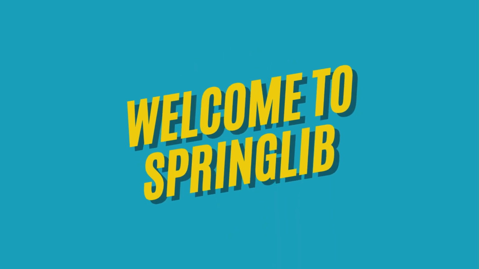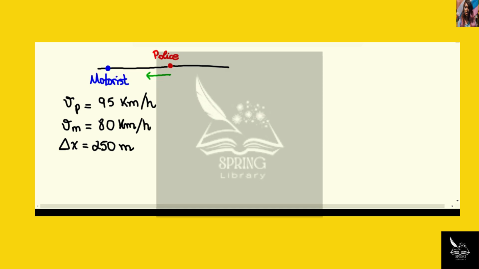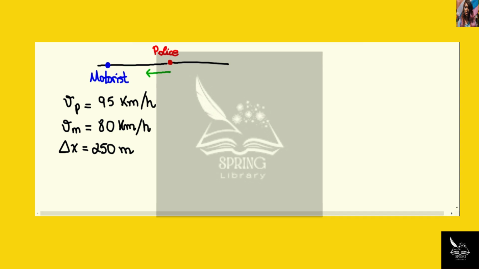Welcome to Spring LIB. In this exercise, we have a police car that's chasing a motorist. The police car has a speed Vp equals 95 kilometers per hour, and the velocity is pointing to the west. And the motorist also has a velocity pointing to the west with a speed of Vm equals 80 kilometers per hour. And the police car and the motorist car are separated by a distance delta x equals 250 meters at the start of the chasing.